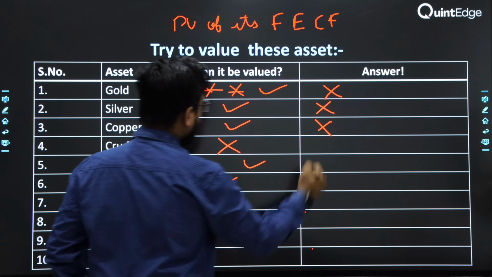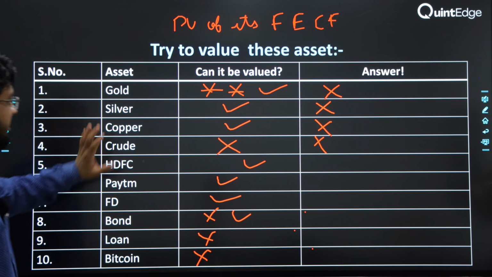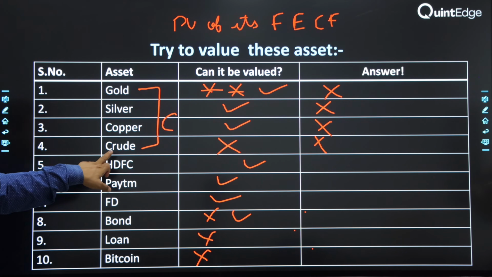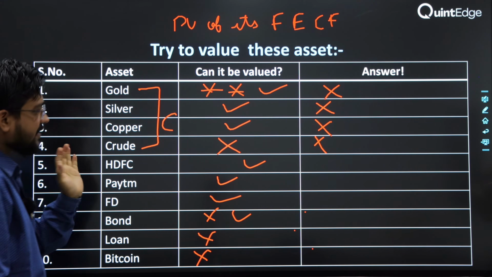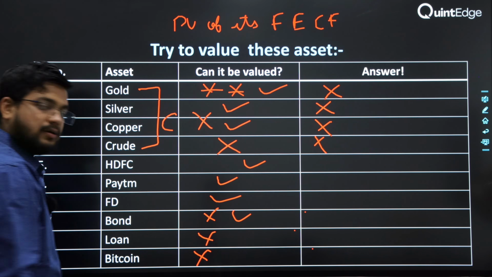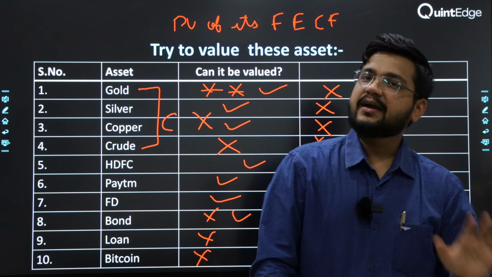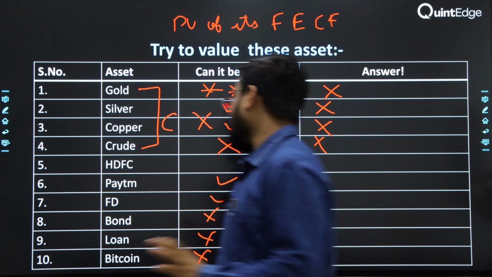Copper also cannot be valued. Crude also cannot be valued. Basically, all of these are commodities. Crude is an energy commodity, copper is an industrial metal, and gold is a precious metal. They cannot be valued. They will trade in the market, they'll have their own prices, they'll have their futures market, they'll have options on them. Everything is there. But using modern finance, you cannot value them.